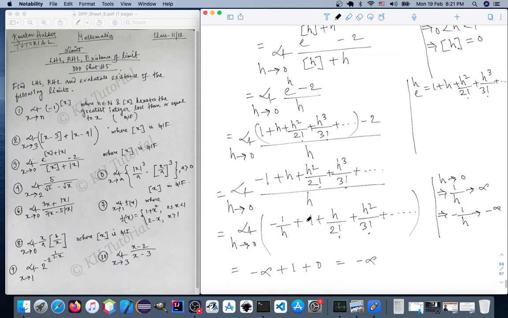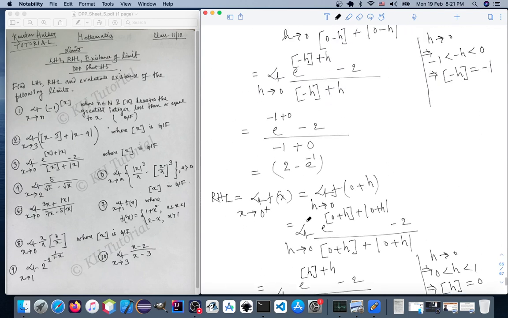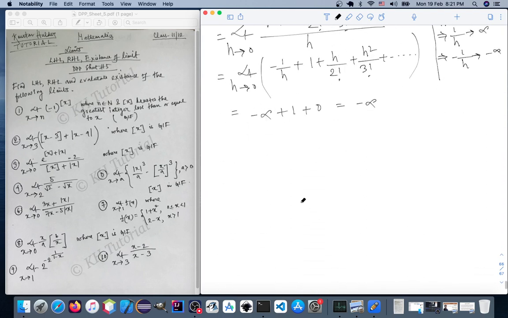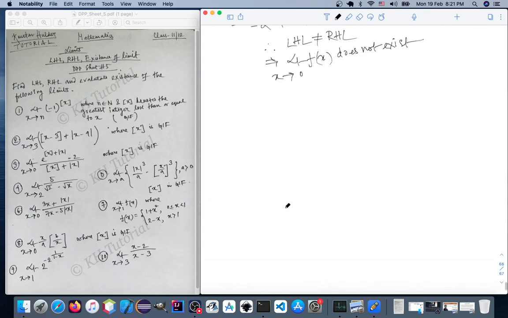So clearly we see that LHL is not equal to RHL, because for LHL we got 2 minus e to the power minus 1. For LHL not equal to RHL, this implies the limit x tending to 0 of f(x) does not exist. Okay, let's see the next problem.